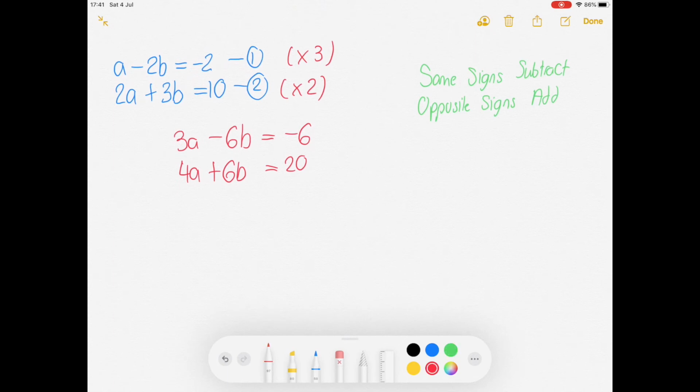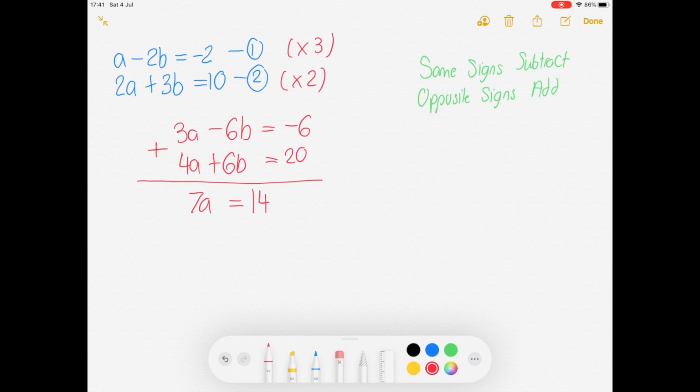So when I'm doing my little elimination, I now know, because of our special acronym, we can add. So that means we add them. So minus 6b add 6b is 0b. So that's going to be gone away. 3a plus 4a is 7a. And then minus 6 add 20 is 14. So now I've got 7a equals 14.